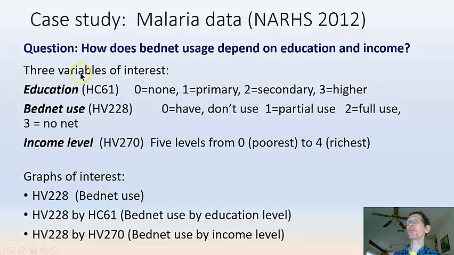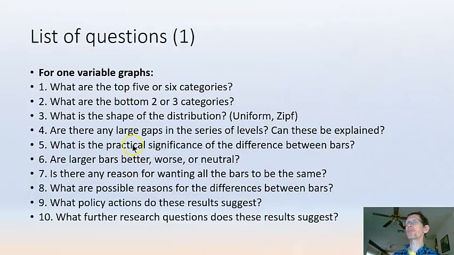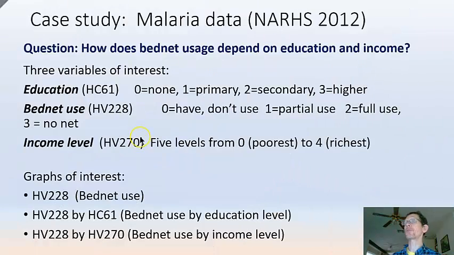So we have three variables of interest: education, BedNet use, and income level. This is a huge publicly available database that we used here. And so the system will automatically generate some graphs. So let me show some of the graphs that it generates. Whoops, sorry, let me go back to the next slide here.